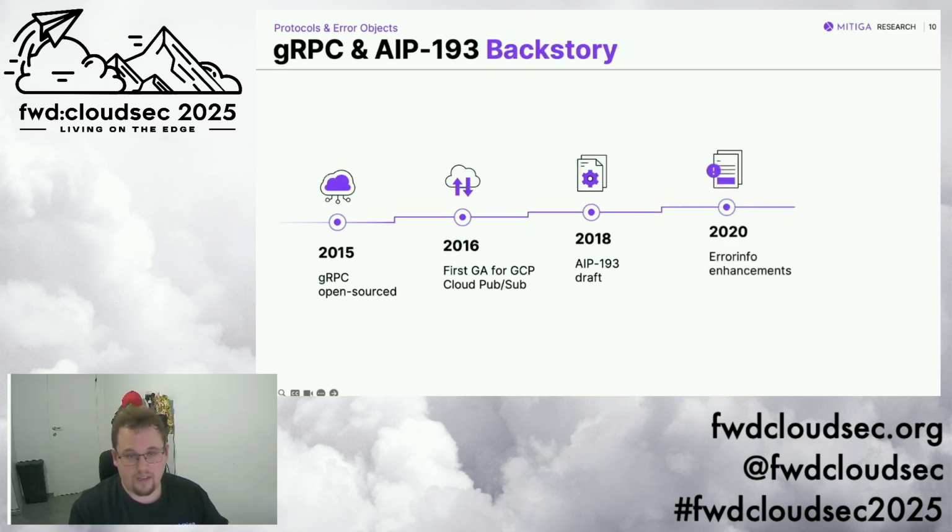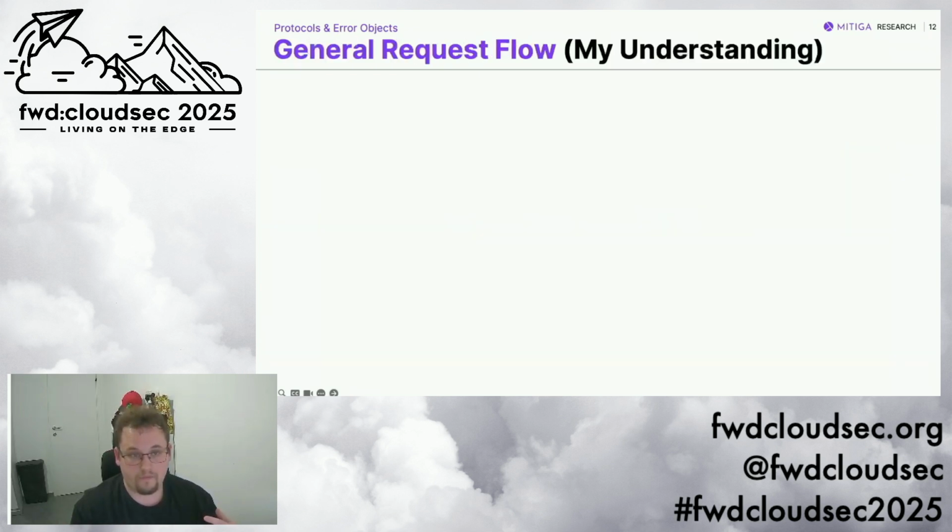And in 2020, there's enhancements to something called error info, which is a section within the details of an error code. And today we're talking about gRPC and the implementation of AIP 193 in GCP audit logs. But we might think, Gavriel, why are we even mentioning gRPC?